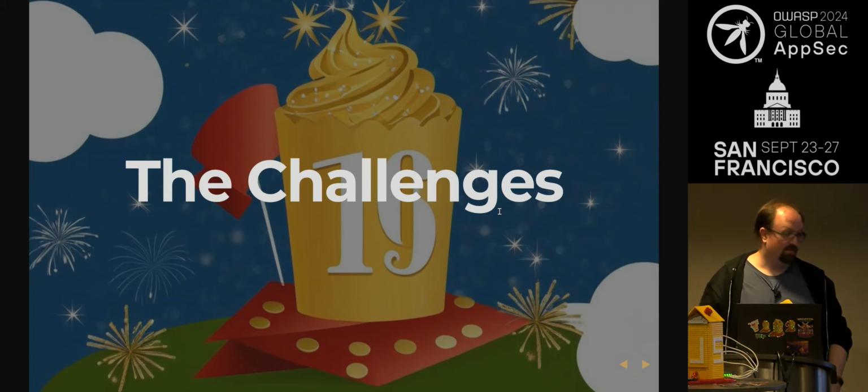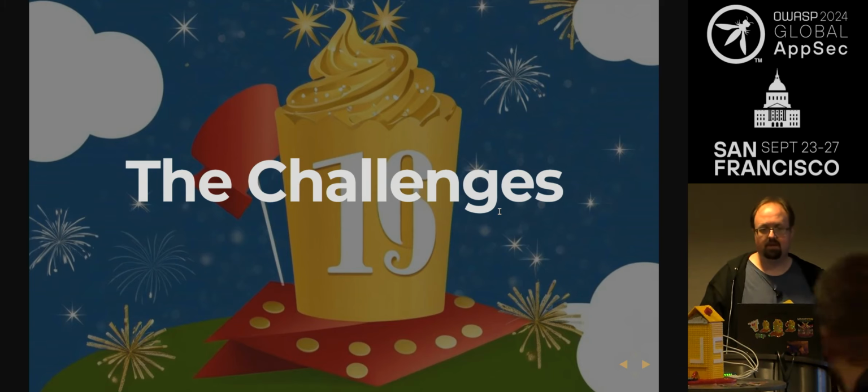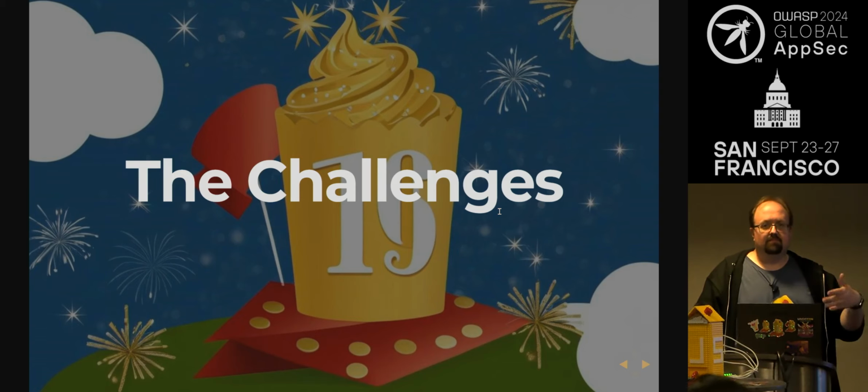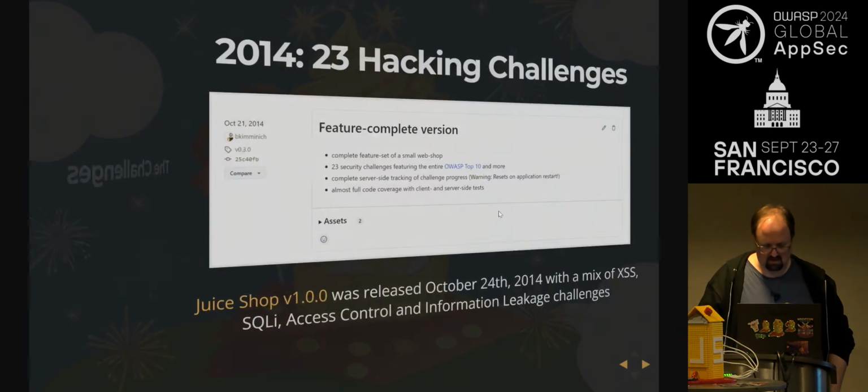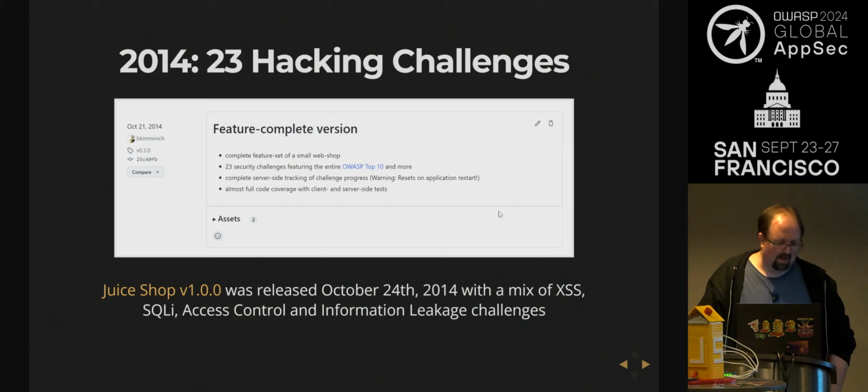Okay, so much for the very general history. Let's talk a little bit about the challenges in the Juice Shop, which is basically what we call the exercises that you can do, which are about finding certain vulnerabilities and actually exploiting them. So the very first version of Juice Shop, released 21st of October 2014, had 23 hacking challenges. And it was mostly technical stuff like SQL injection, cross-site scripting, some access control issues where you could access some admin page which you weren't supposed to, and some information leakage things.